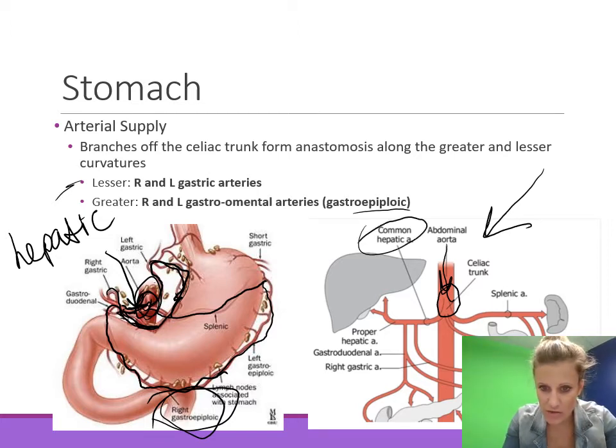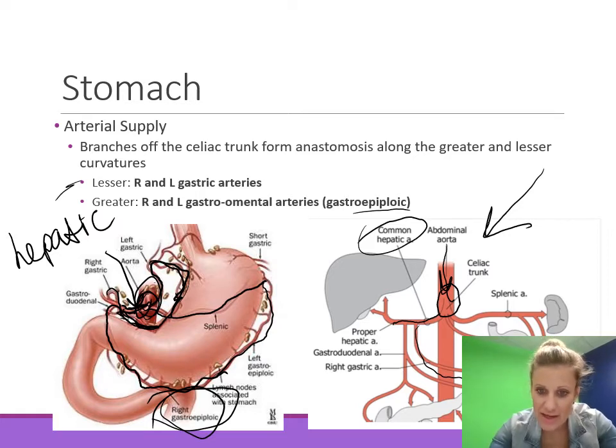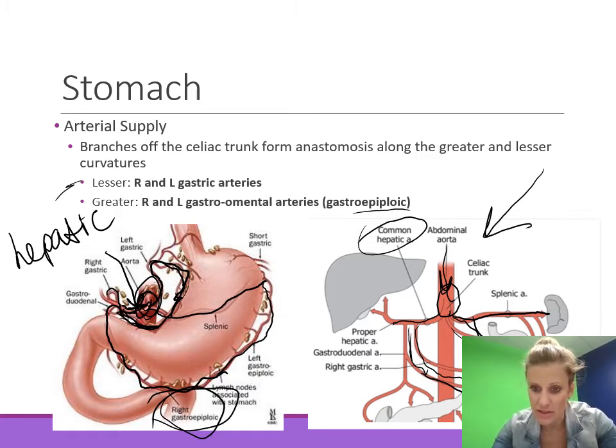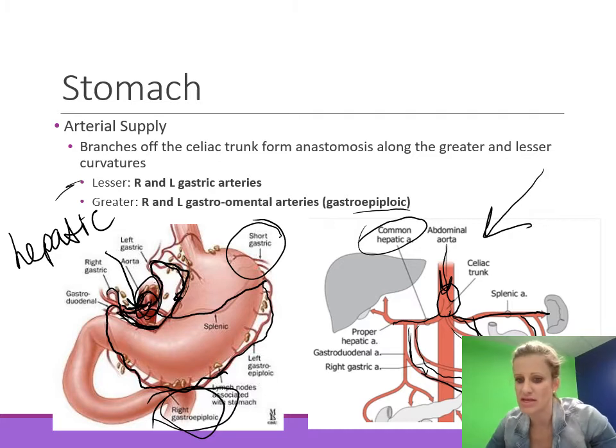You see that common hepatic artery going over here towards the liver, and towards the right. And then relatively quickly, that branches to give us the right gastric artery. Later on, that gives us the gastroduodenal artery, but what we care about right now is that it gives us the right gastro-omental artery, right between the stomach and the omentum. Another branch off the celiac trunk is the left gastric artery, which you see right here. And then the last one was the splenic artery going to the spleen. The splenic artery also gives us our left gastro-omental artery. There are also short gastric arteries that come off of the splenic artery.